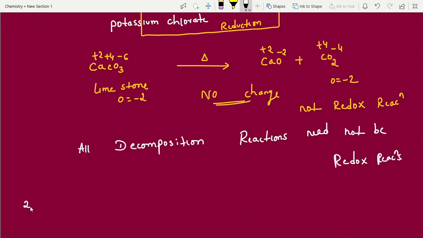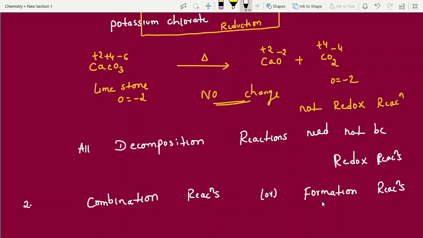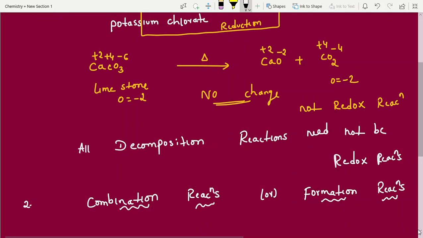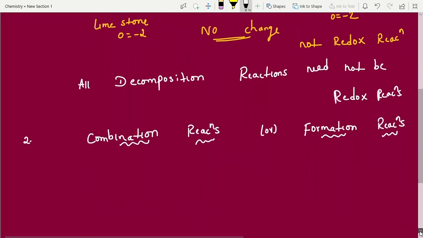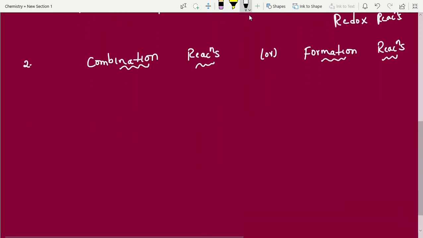Now, question 2, the next type. The next type is combination reactions. Combination reactions are also called formation reactions. Now go through it. Different reactions are asked here, and I am giving some examples.